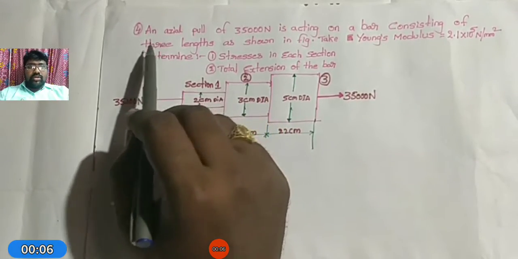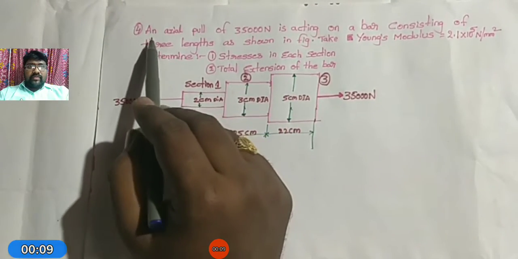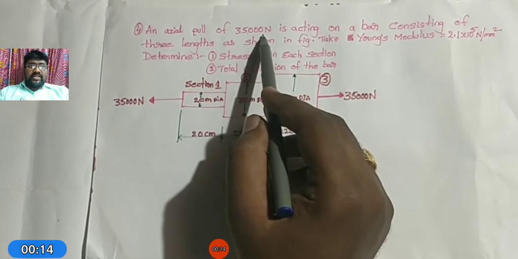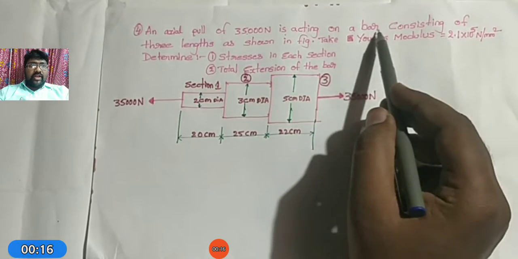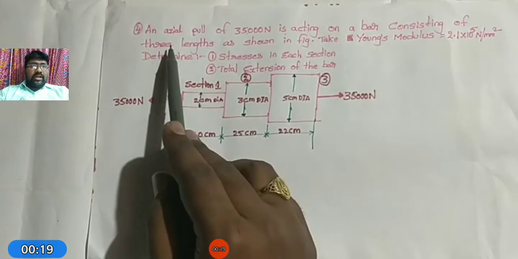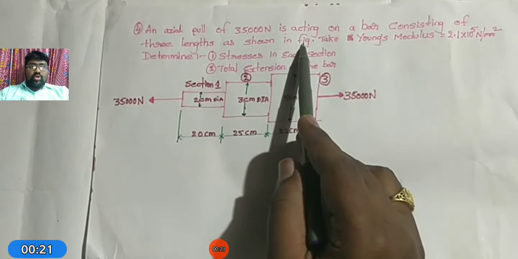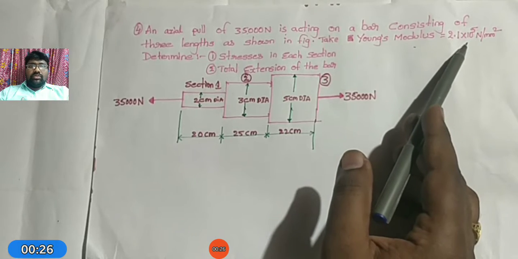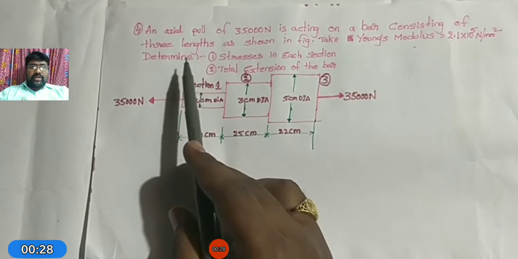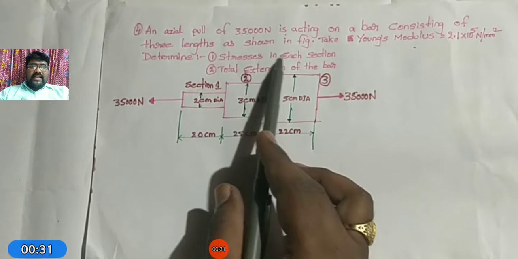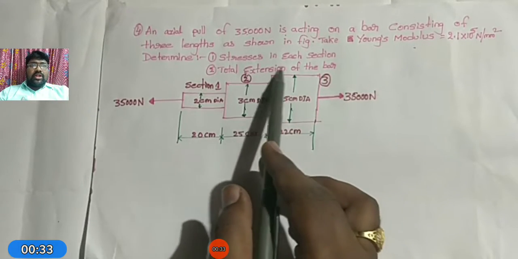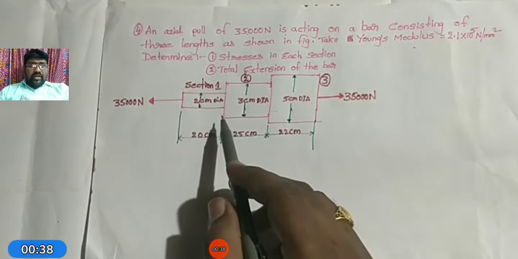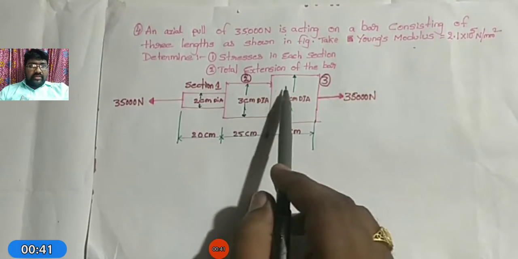I am A. Ramanjanlu. Today I am going to explain a bar of varying cross-section subjected to different loads. An axial pull of 3500 newtons is acting on a bar consisting of three lengths as shown in the figure. Take Young's modulus as 2.1 into 10 power 5 Newton per millimeter square. Determine the stresses in each section and the total extension in the bar. Sections 1, 2 and 3.